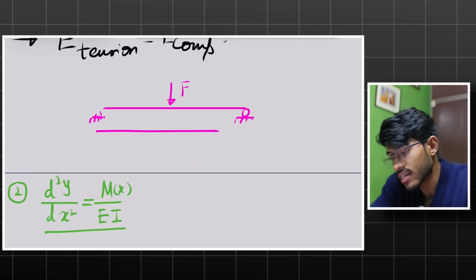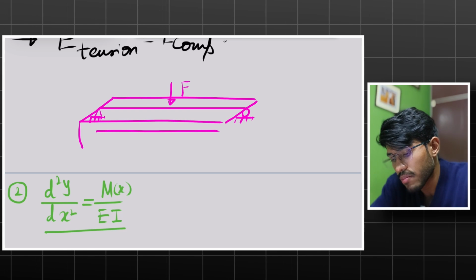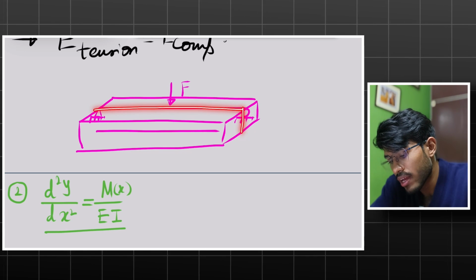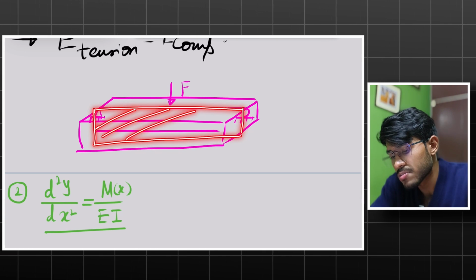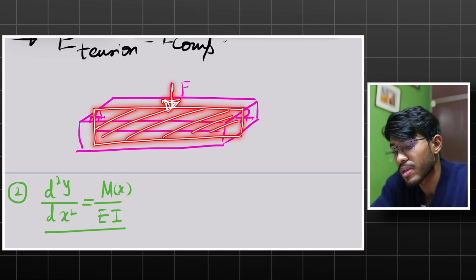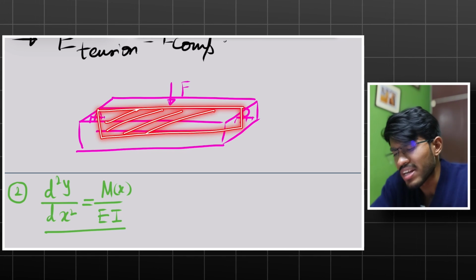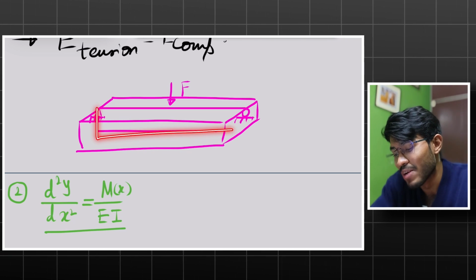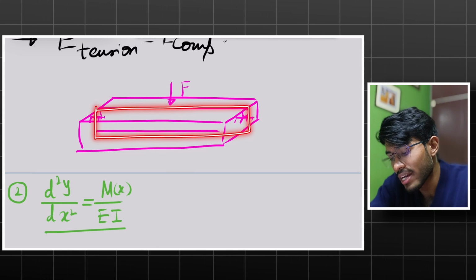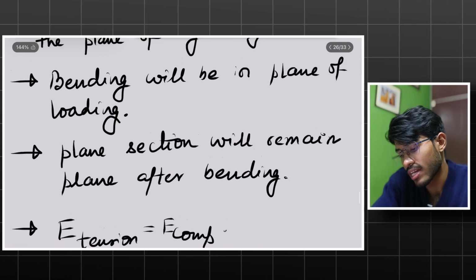So this means that if I have the 3D beam like this, then this plane is my plane of symmetry, and the load is acting through this plane of symmetry. In this plane only, the beam will bend. So the beam will bend in this plane or any other plane which is parallel to this, right?